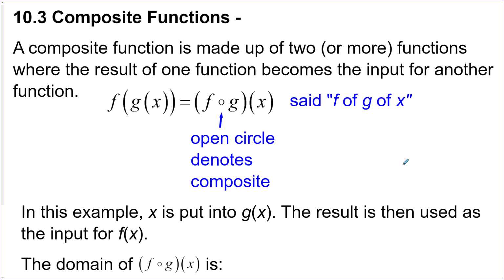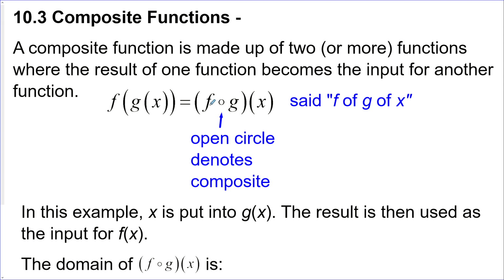10.3 is composite functions. What does composite mean? We could have composite decking, which means that it's material that's been made up of more than one material. Composite functions is when we have a function that's the result of more than one function being put together. So in this example here, we have g of x being put in as the argument for f of x. We would say this is f of g of x.